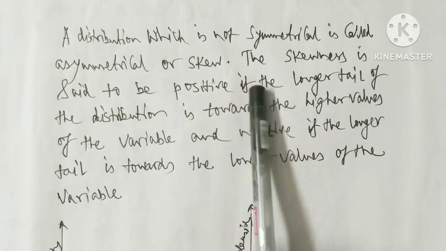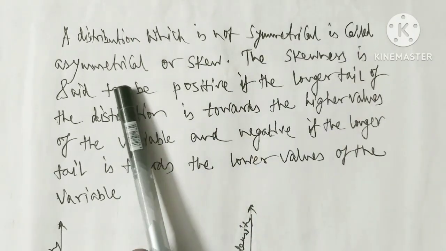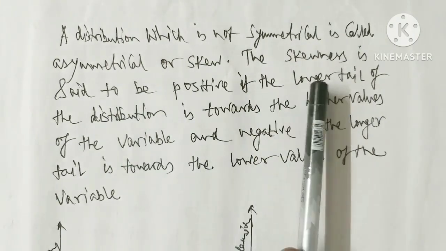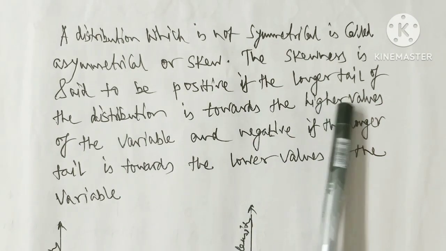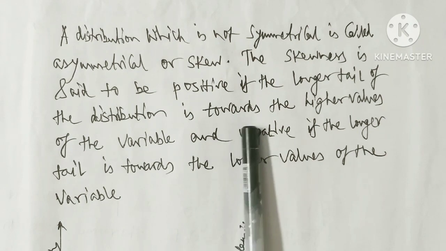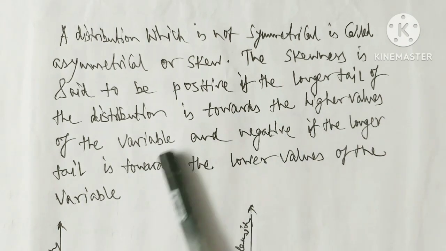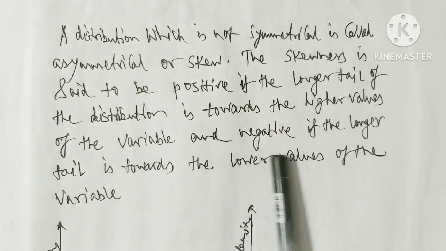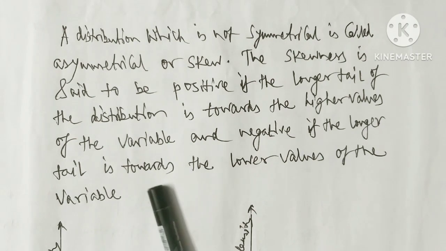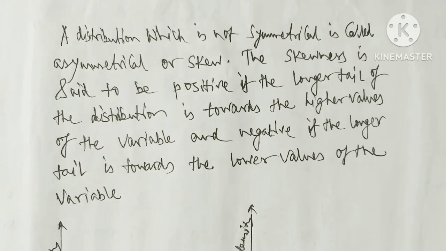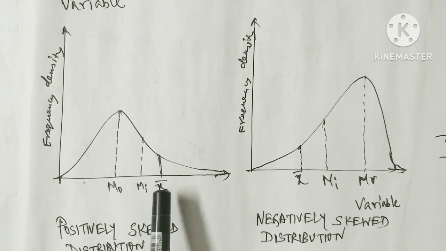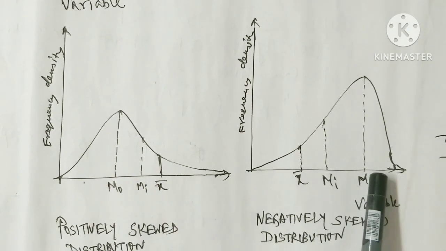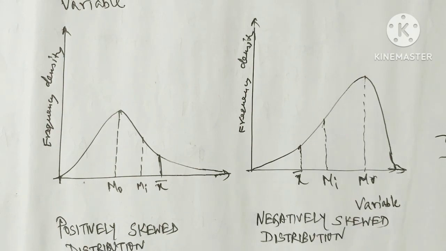A distribution which is not symmetrical is called asymmetrical or skewed. The skewness is said to be positive if the longer tail of the distribution is towards the higher values of the variable, and negative if the longer tail is towards the lower values of the variable. Now, by the following figure, we can show this is a positively skewed distribution and this is a negatively skewed distribution.